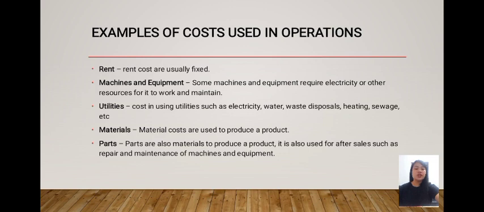So, the fourth one is materials. Material costs are used to produce a product. Excluded from the material cost are all indirect materials such as cleaning supplies used in the production process. Next is parts. Parts are also materials to produce a product. It is also used for after sales such as repair and maintenance of machines and equipment. Part cost means, with respect to each spare part or consumable part, an amount equal to the manufacturer's standard cost of components and other parts used in such spare part or consumable part.